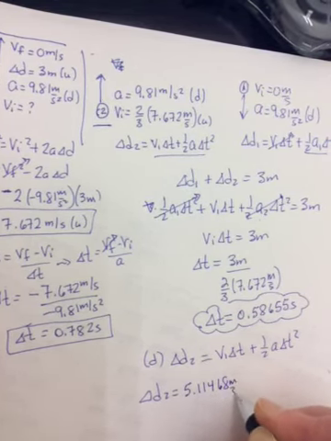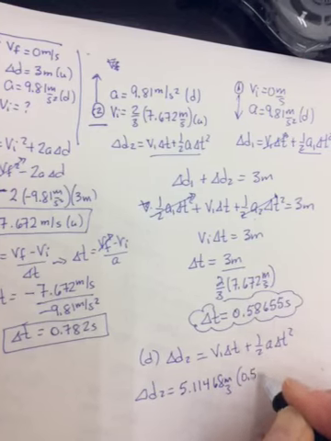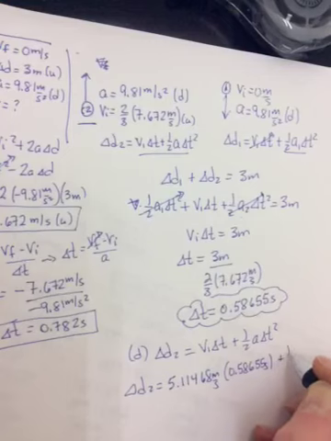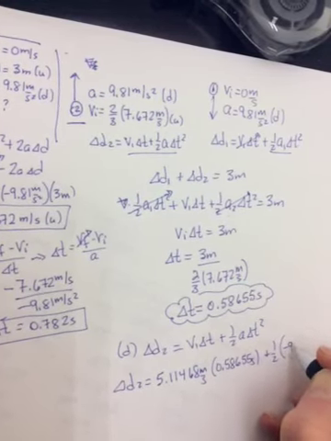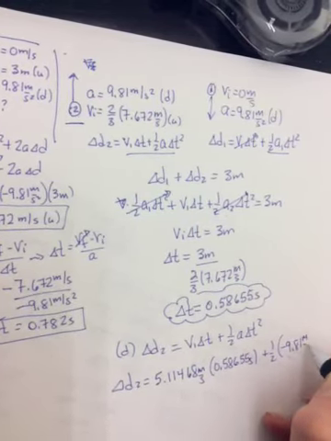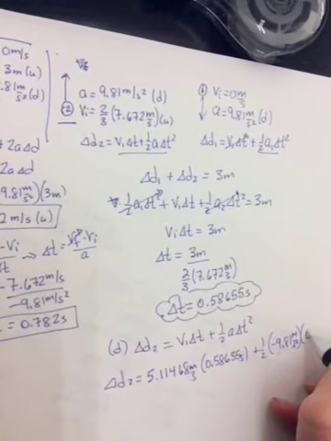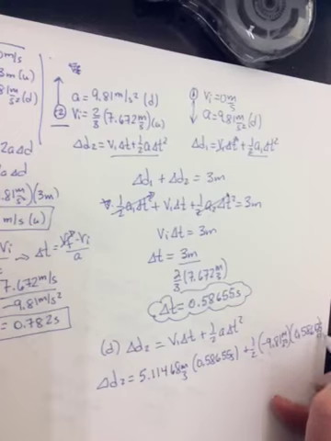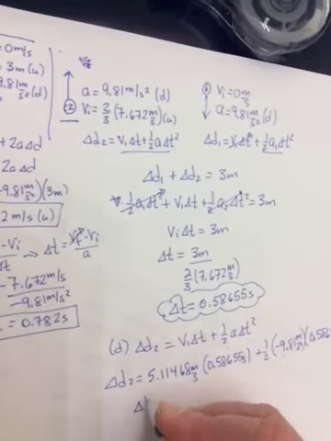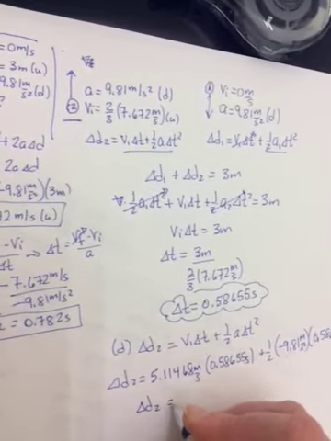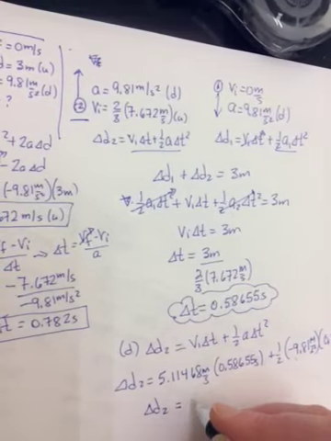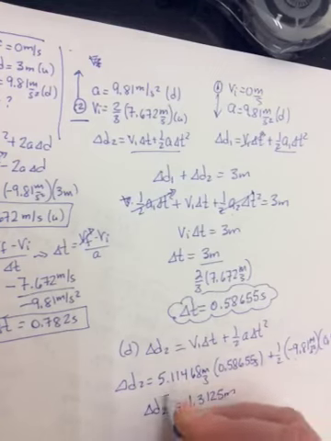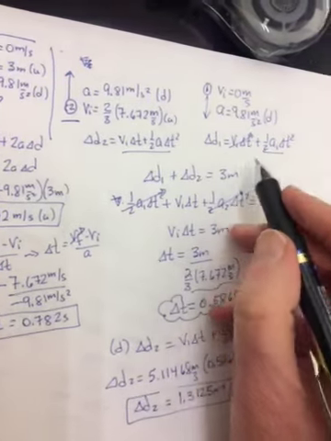5.11468 meters per second times the 0.58655 seconds plus 1/2 negative 9.81 meters per second squared times the 0.58655 seconds, and that gets squared. And when you do this, you should get a delta D of 1.3125 meters.